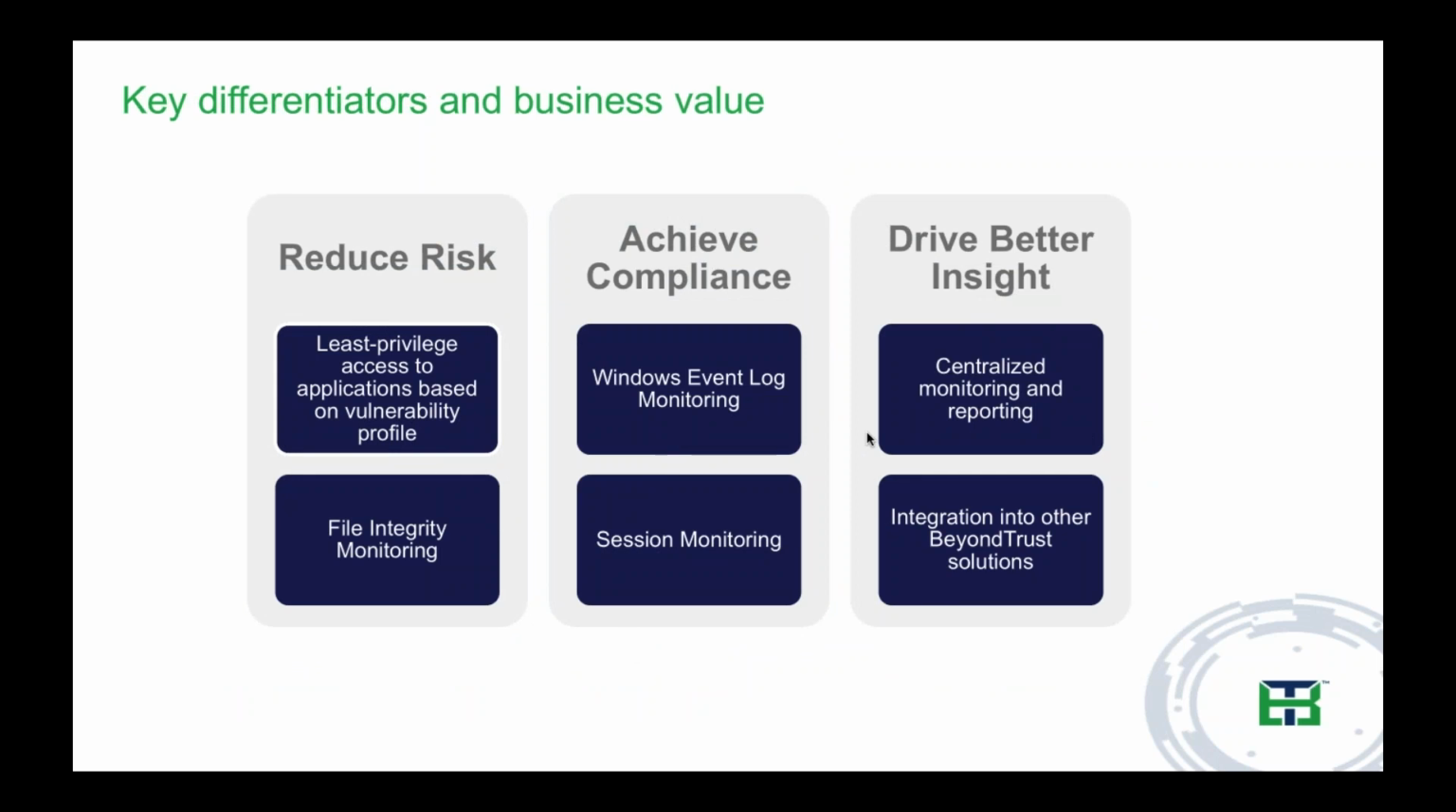So what do we see as the key differentiators? We really see three areas. One is the reduction of risk, and the other two are the ability to achieve compliance and drive better insight into what's going on. When we talk about risk reduction, ultimately least privilege is a primary risk reduction tool. It's all about removing the risk from end users having administrative rights. But we also need to look at risk with vulnerable applications, so limiting the ability for applications to execute if they contain vulnerability data is a key thing.